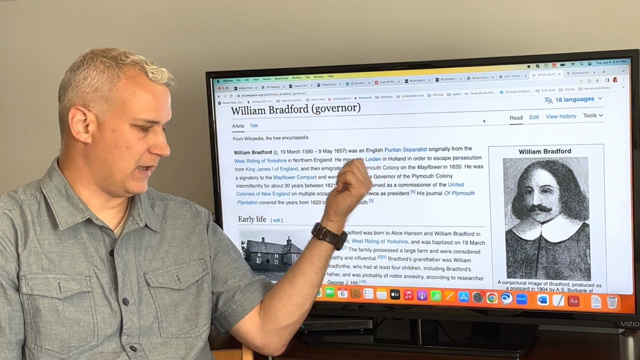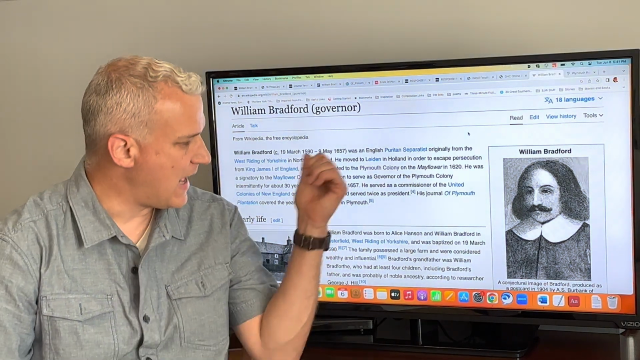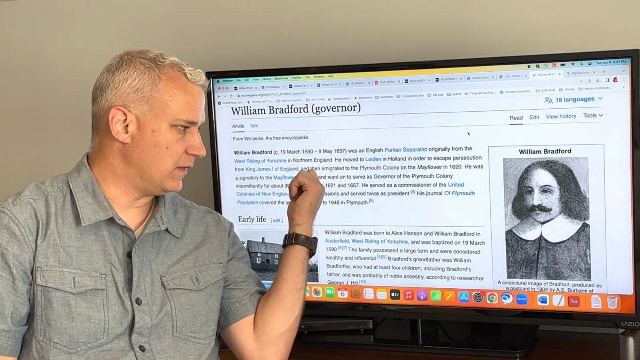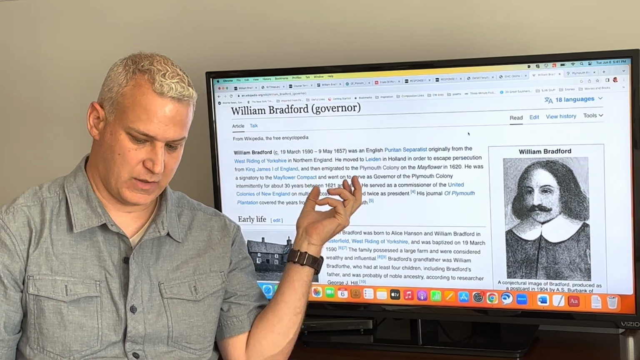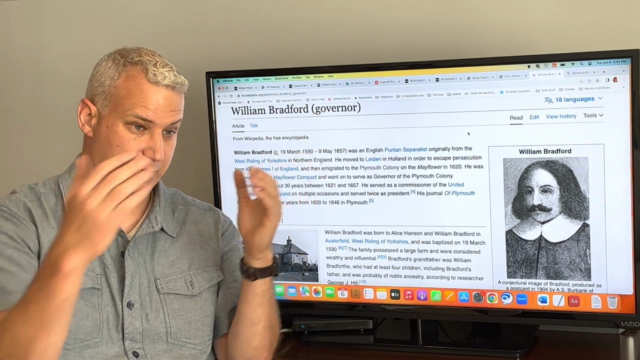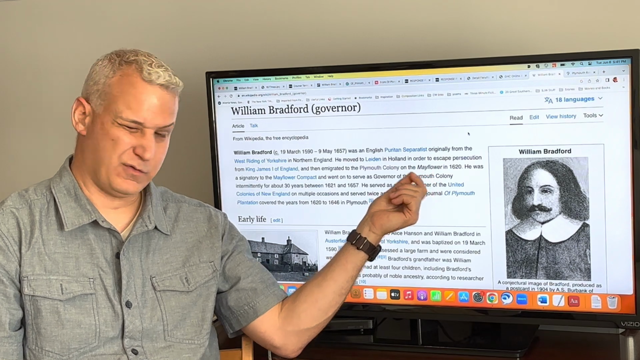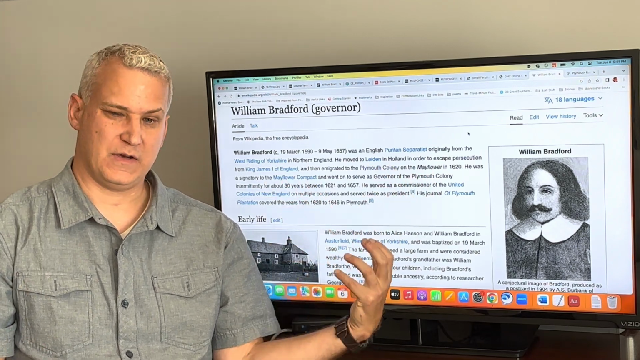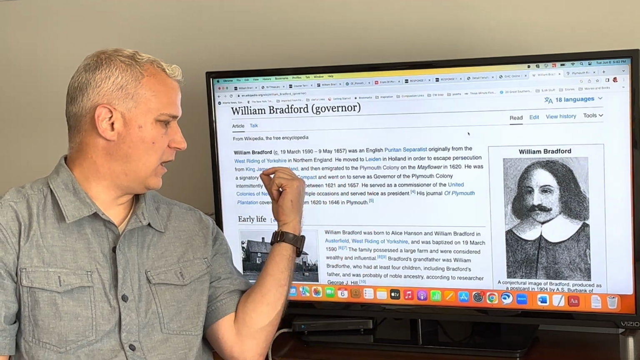They moved to Holland, and then when they came to America, they got a license from the English government to come to Virginia, actually, but then they were off course. They landed at Plymouth on the Mayflower in 1620. So you're talking over 10 years after Virginia, after John Smith and Jamestown and the Virginia Company.